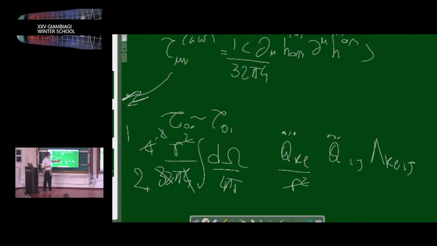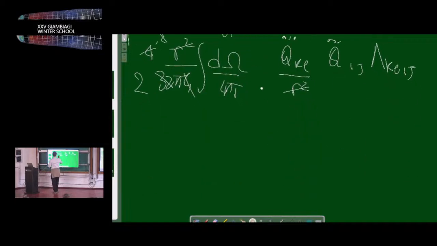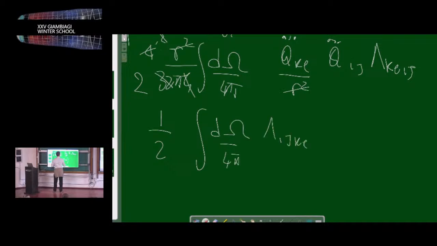So the R squared goes away. I'm only left with the angular integration. Now I have to do the angular integration. Here there are many signs, so let me summarize. Here I get 1 over 2. If the 32 pi G was correct, I get this over 4 pi, lambda ij kl, Q triple dot ij, Q triple dot kl. Okay? I put the quadrupole outside the integral, no?